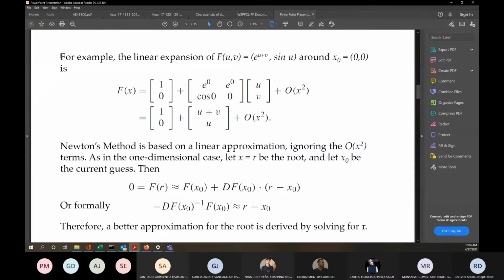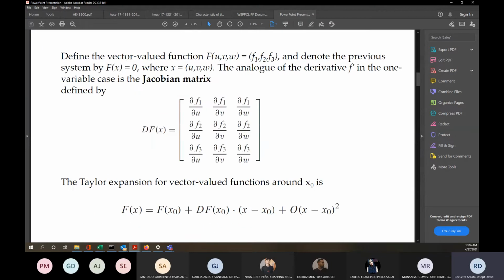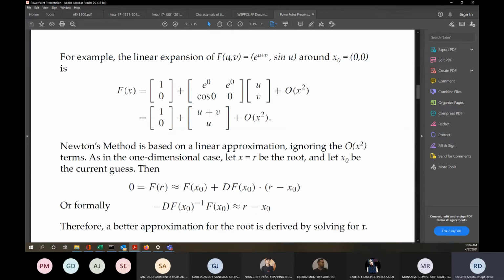So for example, the linear expansion of this function, if you think about it, this is one function, actually a vector value function. So we have that u is equal to the first equation, e^u plus v, and v is equal to sine of u. So these are two different equations, and around the initial value, (0, 0).